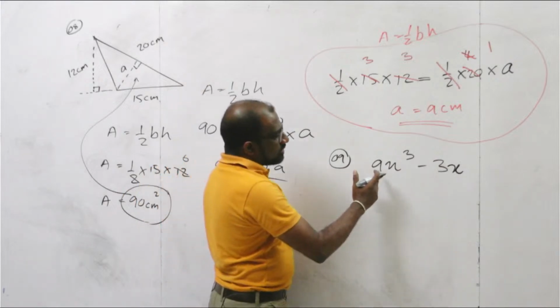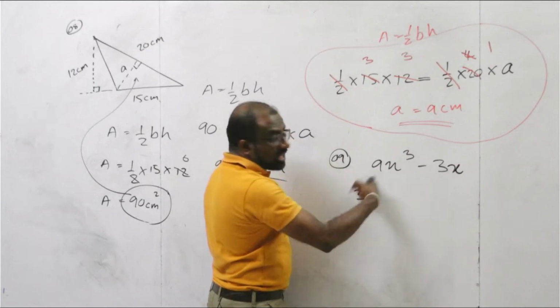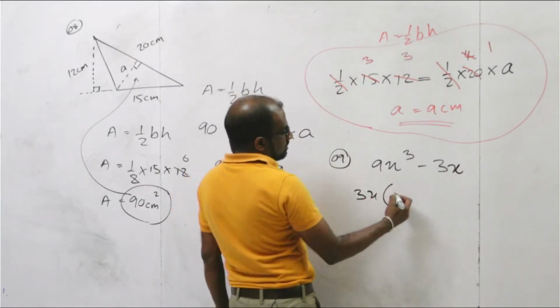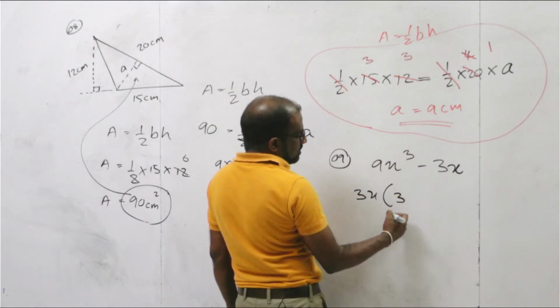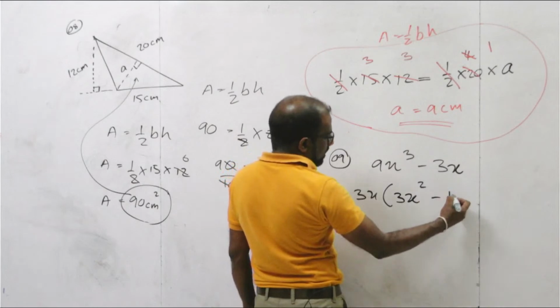So here we have 9 and 3. 3 is common. X is also common. So take out 3x. What's the other factor? Then here, 3 times 3, 9. X squared minus 1.